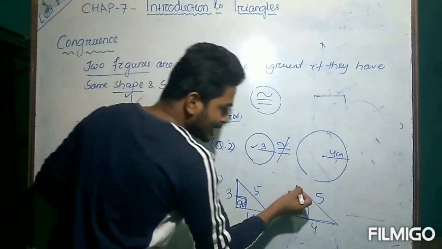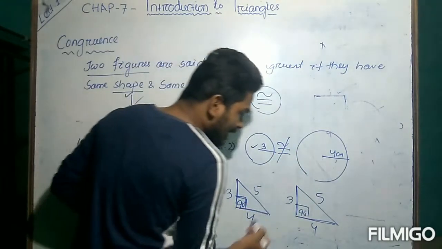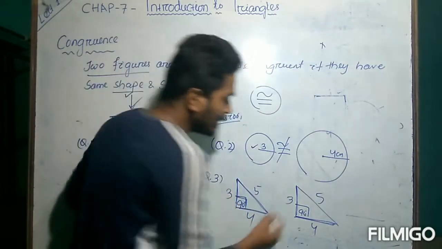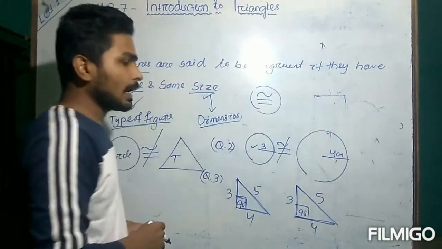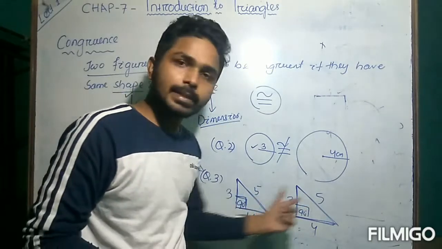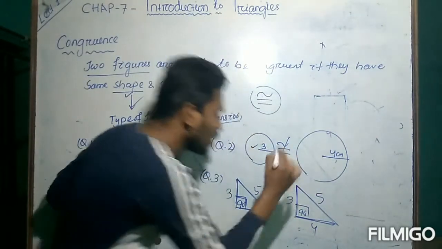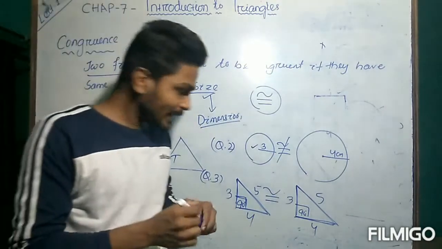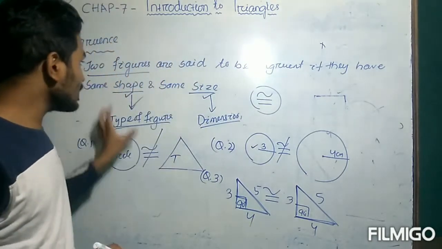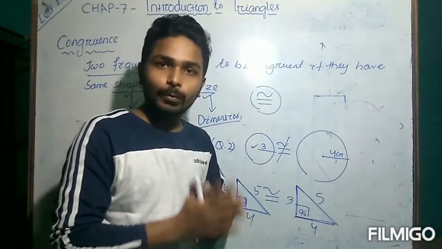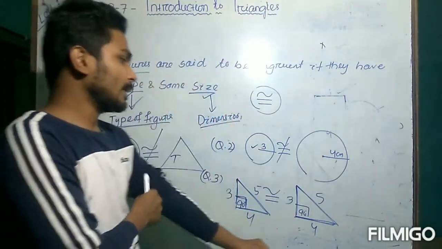This side is equal to this side, this base is equal to this base, and this hypotenuse is equal to this hypotenuse. Hence, these two figures have the same shape and same size. That's why these two figures are congruent. So in this way, by judging their shape and size, we can verify whether the two figures are congruent or not congruent. Okay?